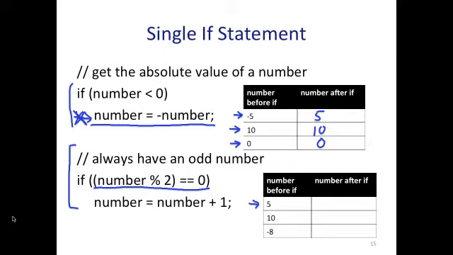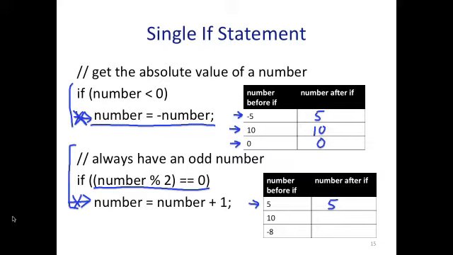So in effect, what this statement right here says is if the number is even, add 1 to it, because if the number is even, its remainder will be 0. So if number is 5, the remainder of 5 divided by 2 is 1, and this statement does not get executed, and we still have 5.